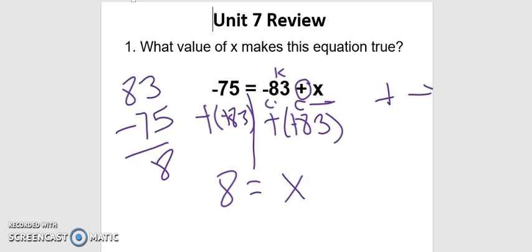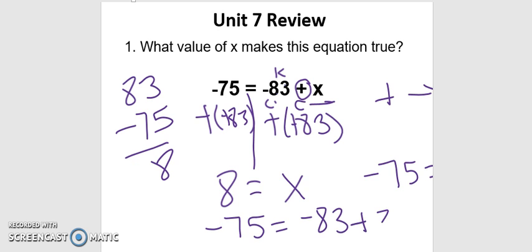I can check this by putting 8 in for x. So negative 75 equals negative 83. Oops, that's not showing up. Hold on. Negative 75 equals negative 83 plus 8. And I know that negative 83 plus 8 is negative 75.